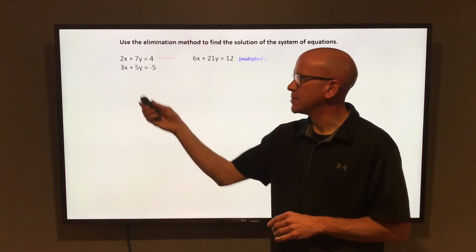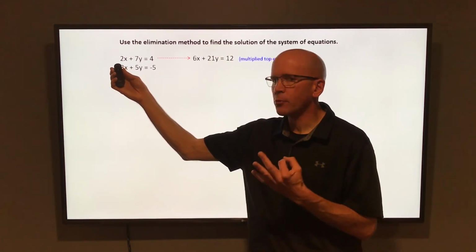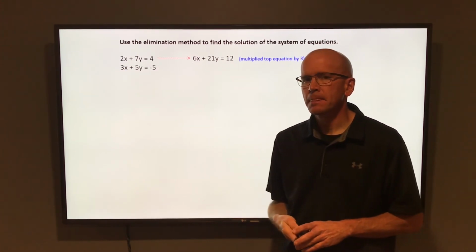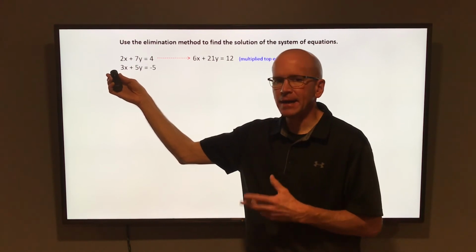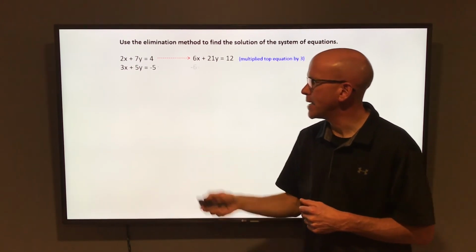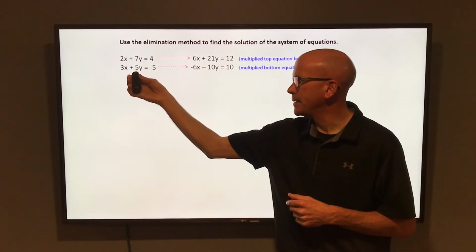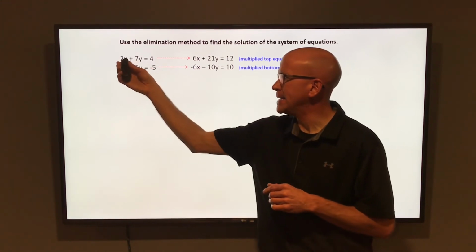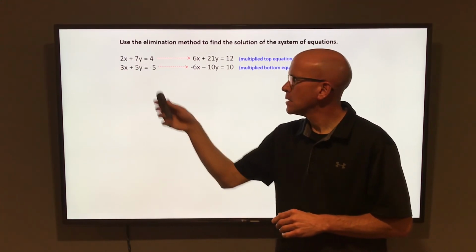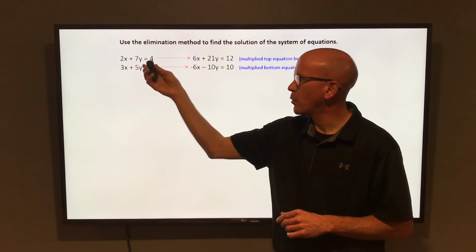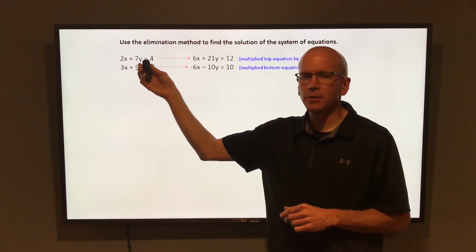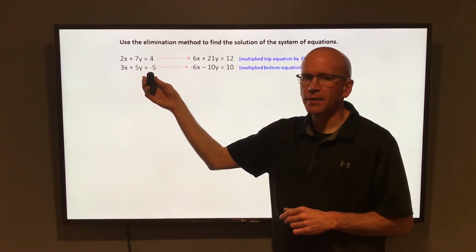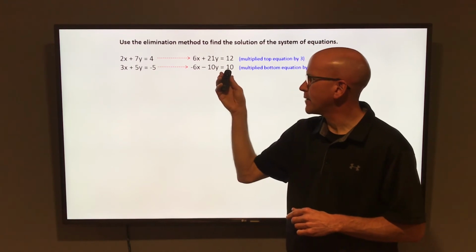So that top equation, if I multiply that top equation by 3, that'll be a 6x plus 21y equals 12. If I multiply the bottom equation by negative 2, that changes that into negative 6x minus 10y equals positive 10. Make sure when you're multiplying by something that you multiply each term by it. So in other words, in that first one, a lot of times people will still have a 4 there. They'll forget to multiply what's after the equal sign, in this case by 3. Or in the bottom equation, they'll forget to multiply the negative 5 by 2, and they'll still have a negative 5 there instead of a 10.